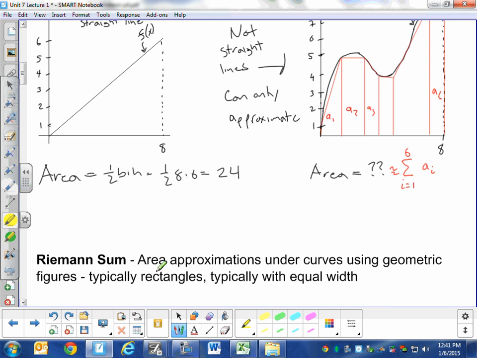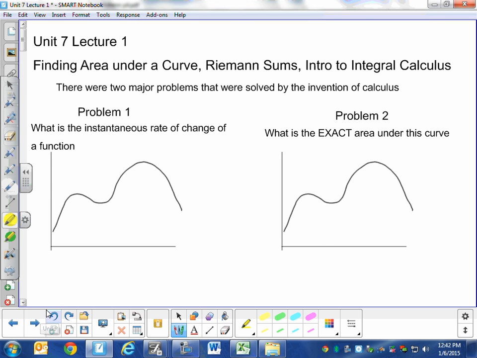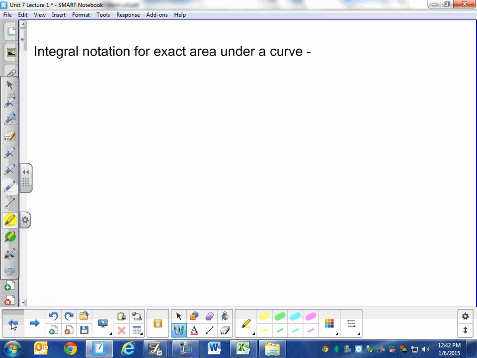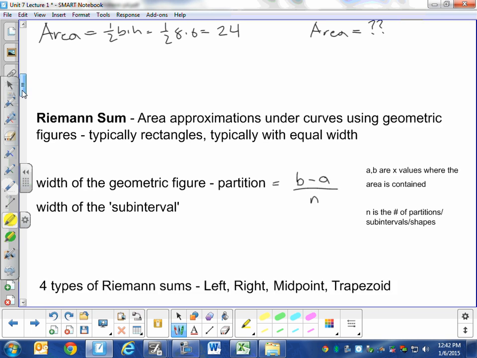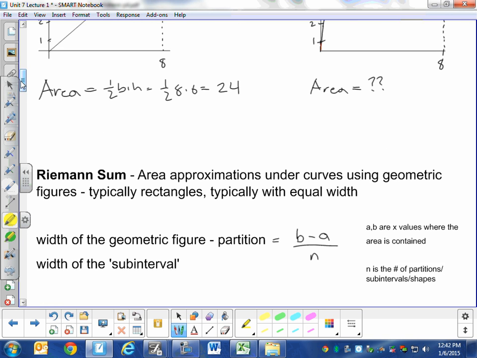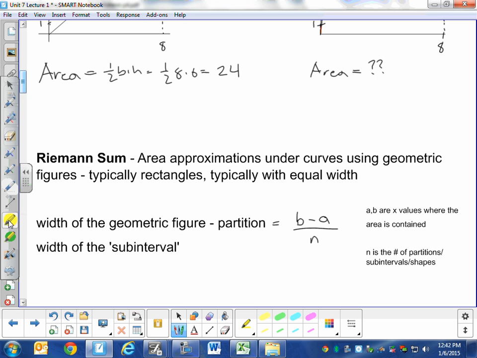And he said, you know what, let's just use rectangles typically. Now we won't just use rectangles, but let's use rectangles because they're easy to work with. And let's make sure all of these rectangles have equal width. Okay, and what he did is he said, okay, let's just make sure we know how to find these equal widths. Let me just delete these really quickly. And he says, let's use something called a partition. Okay? And a partition is just the width of each geometric figure.